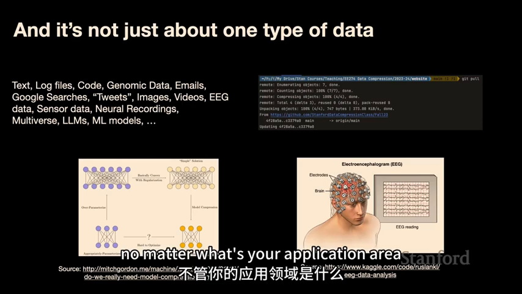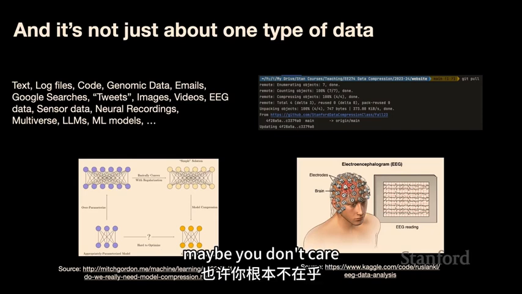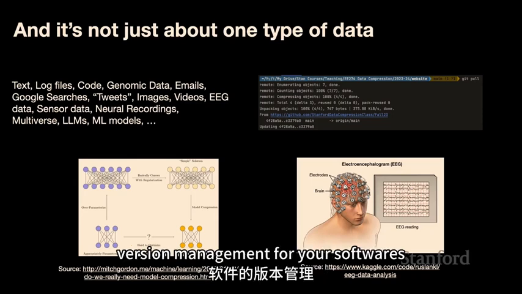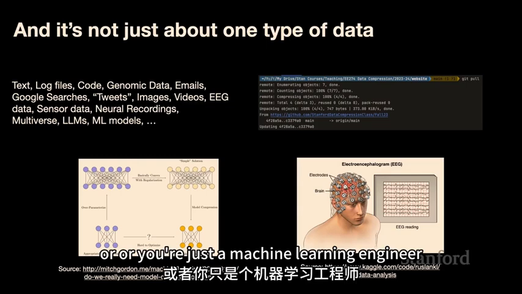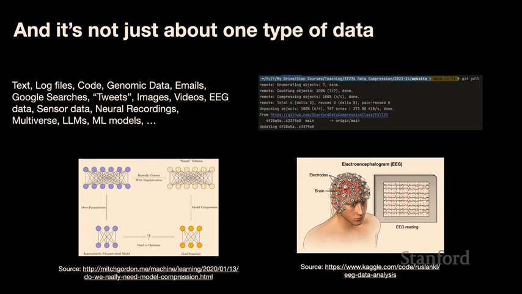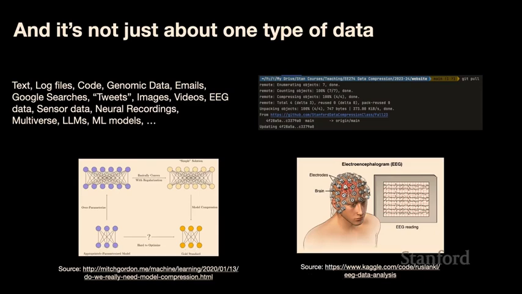No matter what your application area is, maybe you're a bioengineer, maybe you're just a software engineer who wants the most efficient version management for your software, or you're just a machine learning engineer, right? No matter what you do, you will see compression at play at some point during your lifetime.